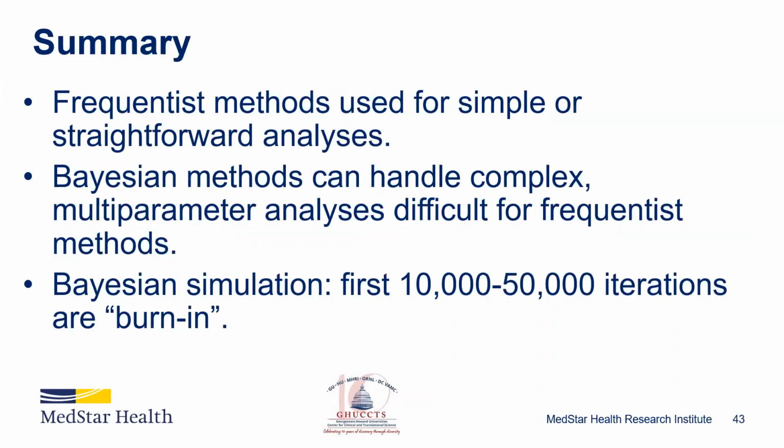And when you do a Bayesian simulation, usually the first 10,000 to 50,000 iterations are what's referred to as burn-in. That's because your model may not be stable initially when you first start to run simulations. So after the burn-in period are the simulations you use for your distribution model.